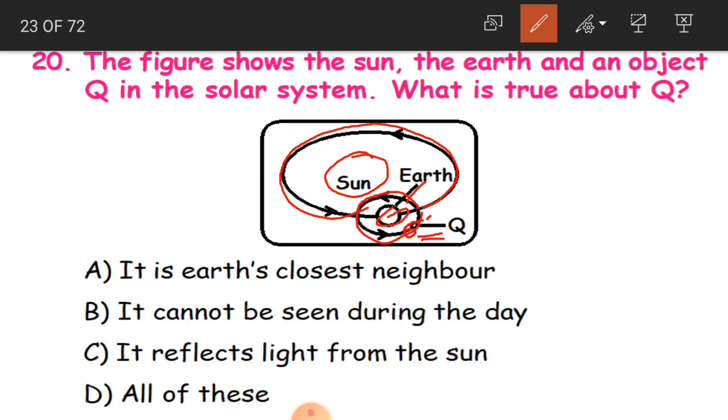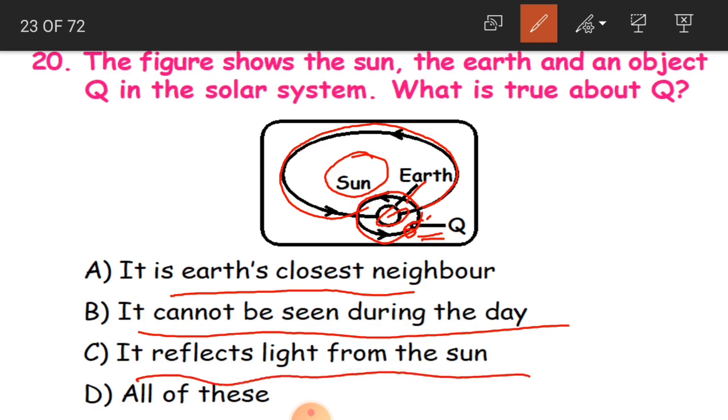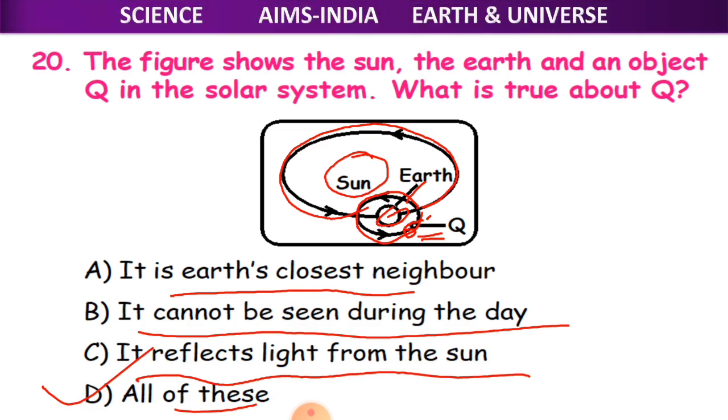It is earth's closest neighbor. It cannot be seen during the day. It reflects light from the sun. All of these. So D is the correct option. It is Earth's closest neighbor, and it cannot be seen during the day. We are talking about the moon here. It reflects light from the sun because the moon does not have its own light. So all of this is the correct answer.